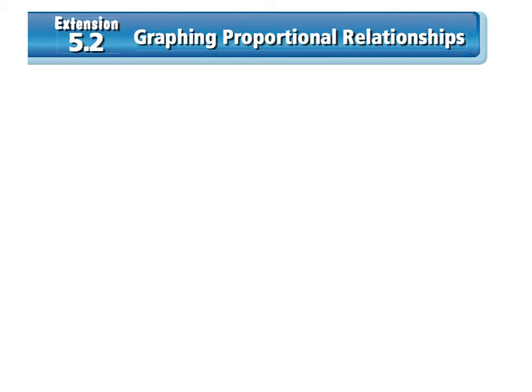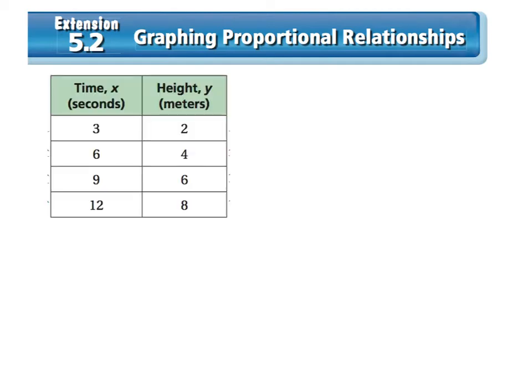In this extension of 5.2, we're going to be talking about graphing proportional relationships. Now, remember, I'm hoping you understand that you can take a t-table or values from a table and graph them. So let's just start with this. This is a table that I want you to write down. Time is x in seconds, and y is represented by height in meters. Now, more importantly than just these numbers is looking at what these numbers mean.